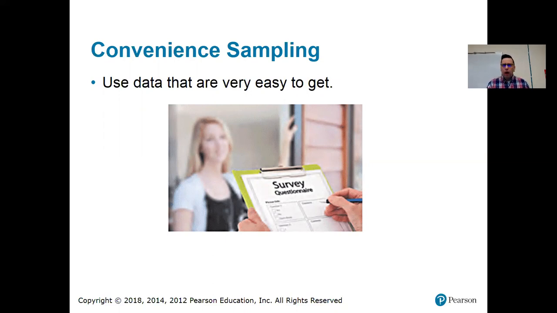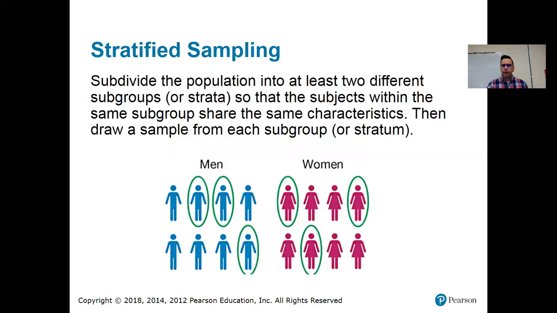Okay. All right, so we have systematic sampling, we have convenience sampling. Next we have stratified sampling. This is where it gets a little confusing. There's something called stratified sampling, and then there's something called cluster sampling. And those two sound kind of similar. So stratified sampling is where you subdivide the population into at least 2 different subgroups called strata. Strata is a Latin word that means layers. So that the subjects within the same subgroups share the same characteristics. Then draw a sample from each subgroup, okay?